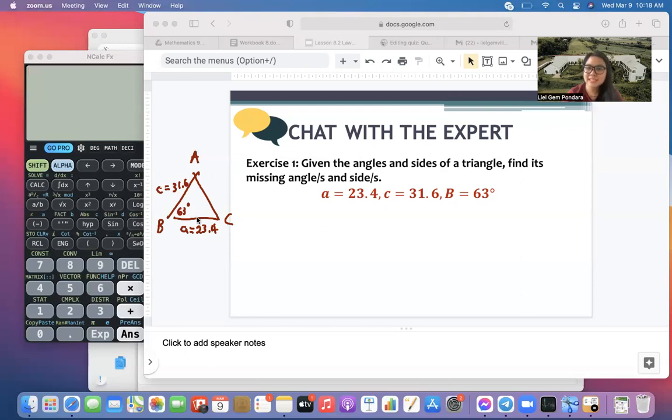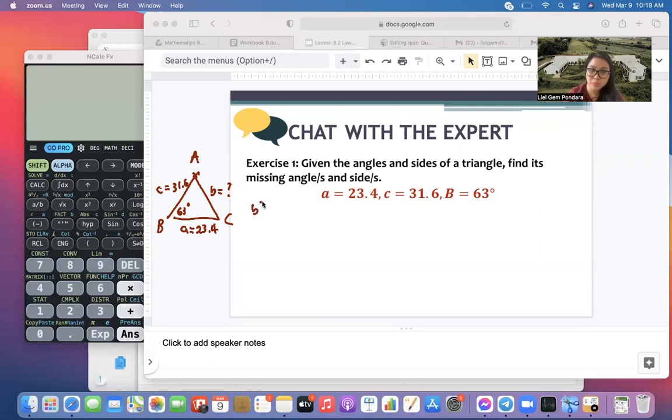Now, I suggest that you start with the missing angle. For example, here, angle A is missing. And since side A is given, then we can use that. Or another way is to start with the missing side. So here, B is missing. There are 2 sides given and B is missing, so we can start with the missing side. Let's start solving for B.